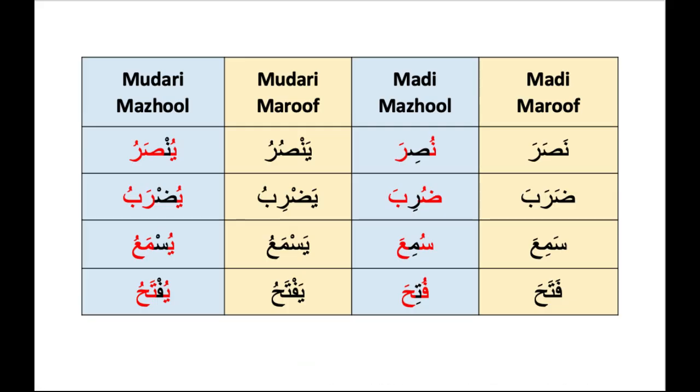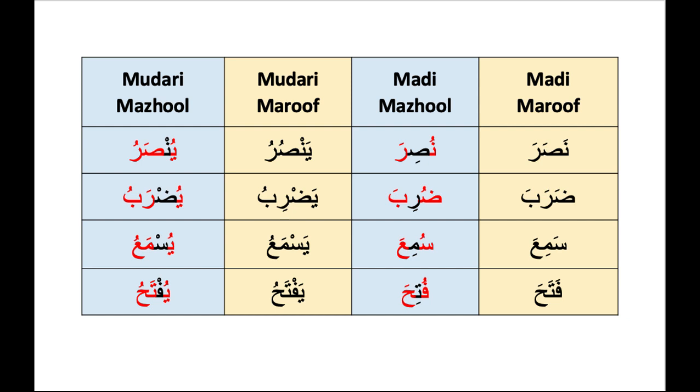Finally, I shall give you some examples of Madi Maruf changing to Madi Majhul and Mudari Maruf changing to Mudari Majhul. See the pattern. Nasara, nusira. Yansuru, yunsaru. Daraba, duriba. Yadribu, yudrabu. Samia, sumia. Yasma'u, yusma'u. Fataha, futiha. Yaftahu, yuftahu. So see the changes.